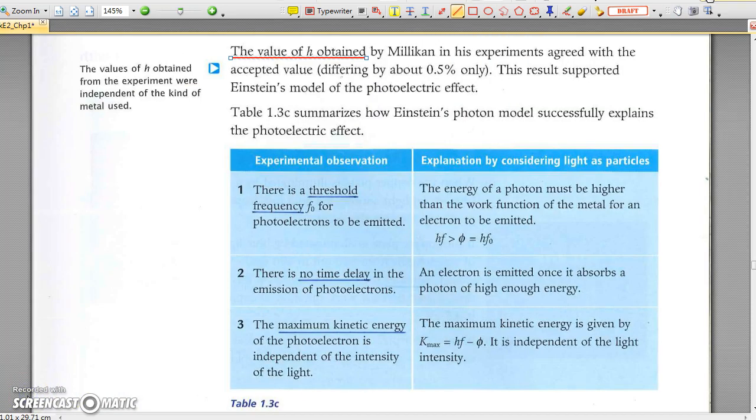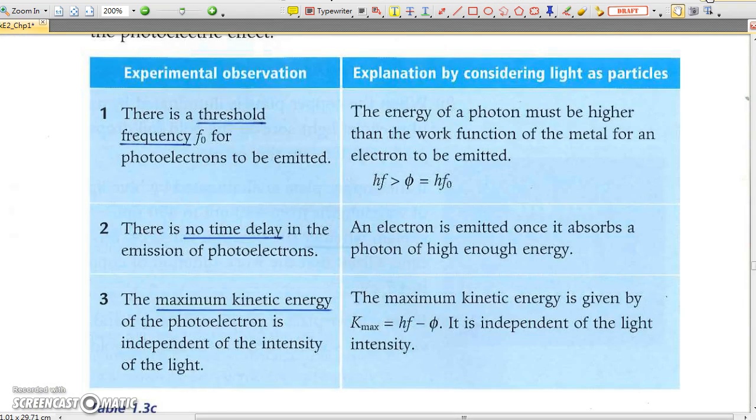So the explanation for photoelectric effect is now completed. In the experiment, it was found that there is a threshold frequency, and now we understand what it is. The threshold frequency is the minimum frequency for the photon to provide just enough energy for the work function of the metal for the electron to be emitted. In experiment, there's no time delay for photoemission, and now we understand why, because photoemission starts as soon as an electron absorbs just a single photon of high enough energy.